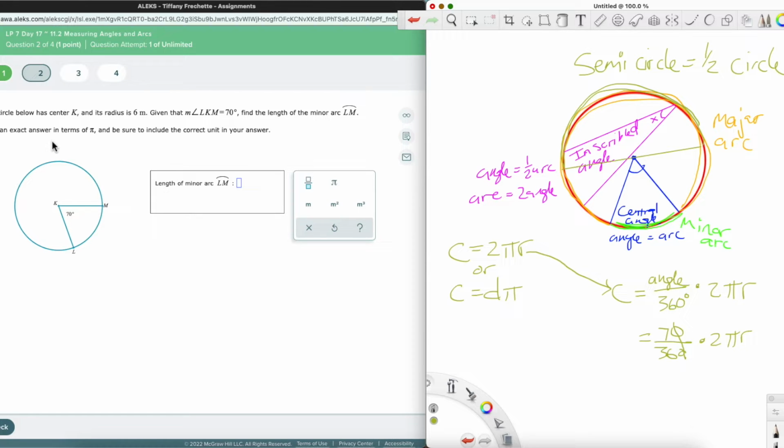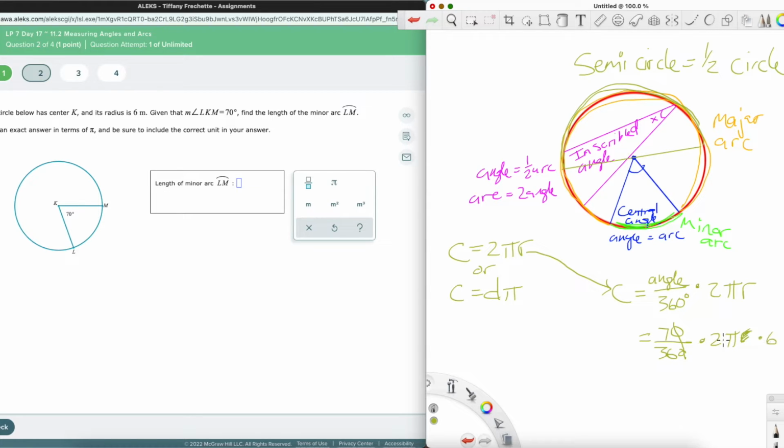It says give an exact answer. What they mean is they do not want you to do any actual division of 7 and 36 and get a decimal that you have to round off. And they also want pi, so we don't use a calculator and hit the pi button. I do want to reduce this a bit more, because instead of r, I should have put in 6 meters, since they told us that was 6 meters. So now I have 2 times 6 times 7.